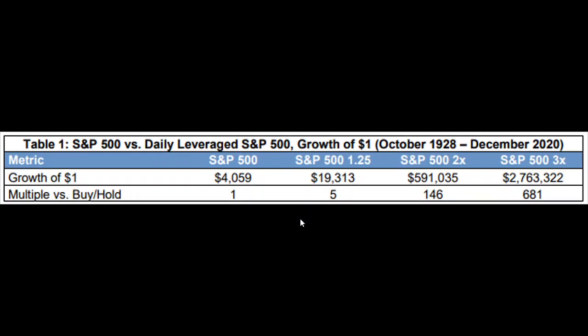The first idea to beat the S&P 500 is to use a daily leverage. How can you use a daily leverage? Well, there's plenty of daily leverage ETFs, but I'll get into that later. If we were to implement a daily leverage over the course of nearly 100 years, we would be able to easily beat the S&P 500.